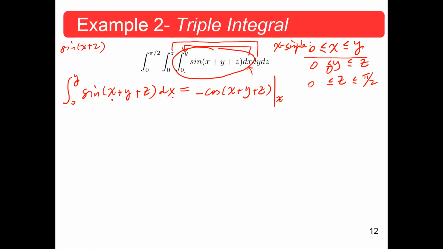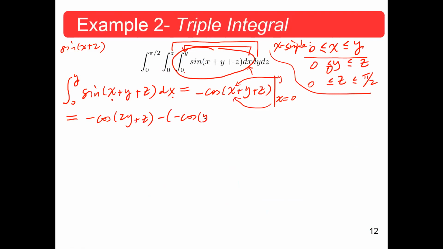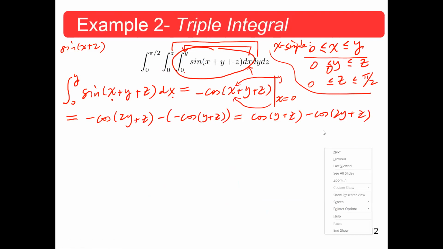So here, x goes from 0 to y. I'm going to plug y in for the x and plug 0 in for the x. I have negative cosine; when I throw y in, I have 2y plus z, minus negative cosine; throw 0 in, I have y plus z. So that gives us cosine of y plus z minus cosine of 2y plus z. Okay, that's the outermost layer.